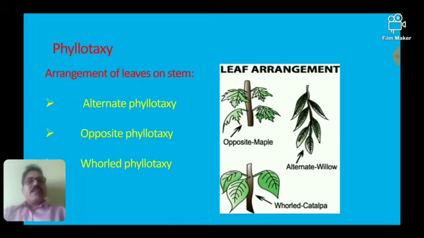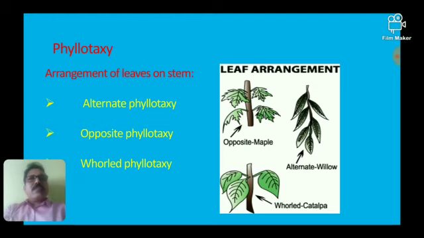So what is meant by phyllotaxy first? Phyllotaxy means the arrangement of leaves on the taxon or the stem. So there are mainly two kinds, that is alternate phyllotaxy and the opposite phyllotaxy. Alternate means the leaves are arranged in an alternate manner on the particular appendages or the taxon or the stem. So that is called alternate phyllotaxy. And the opposite means exactly the leaves are opposite to one another, that is opposite phyllotaxy.